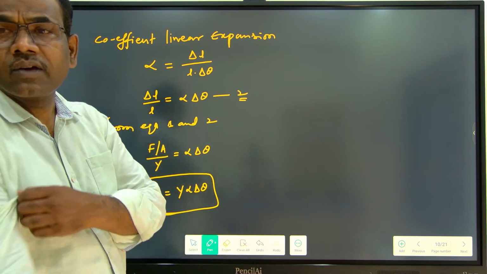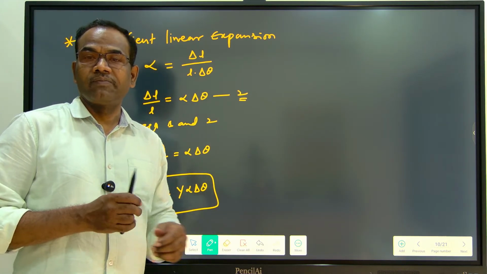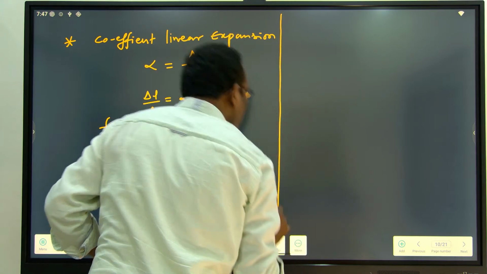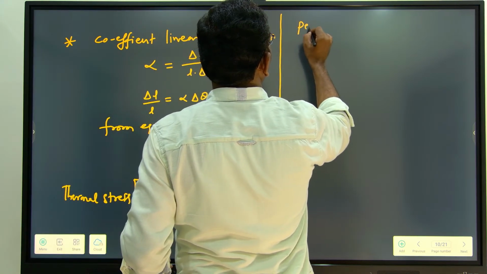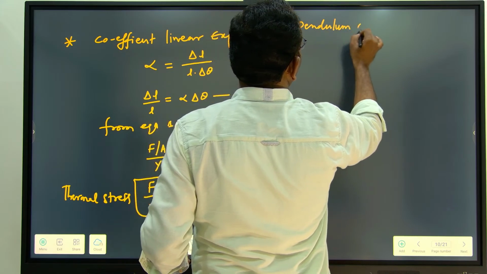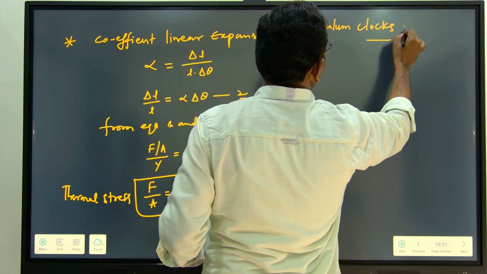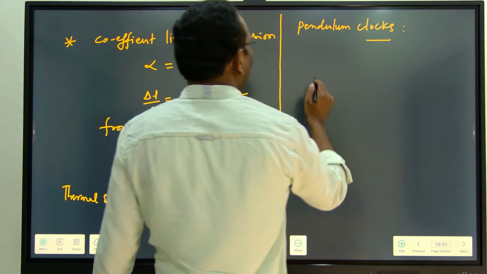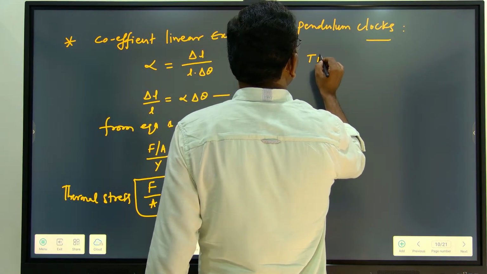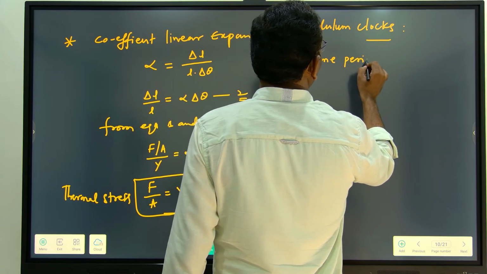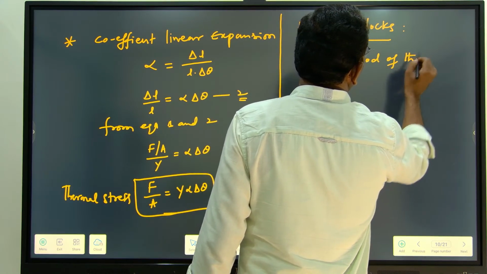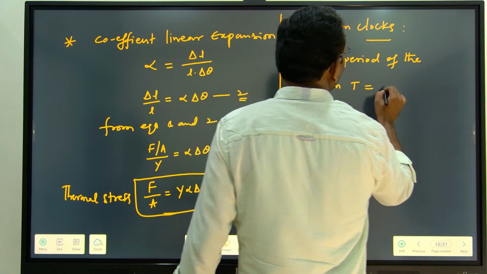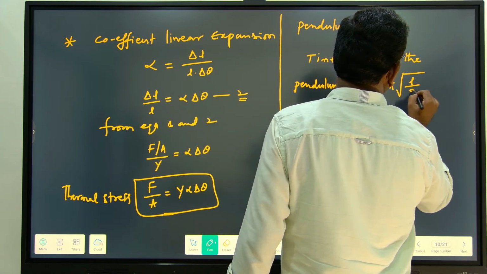It is one of the most important applications of thermal expansion. Right, now take one more concept: pendulum clocks. First of all, calculate the time period. Yes, we know the formula. Time period of the pendulum clock, T, equals 2 pi into under root of L by G.